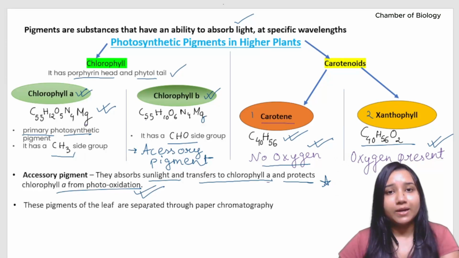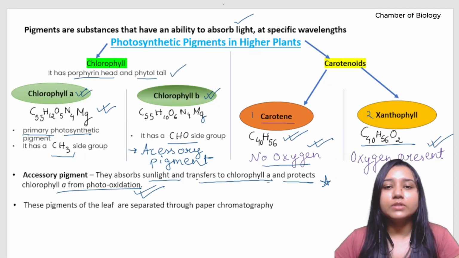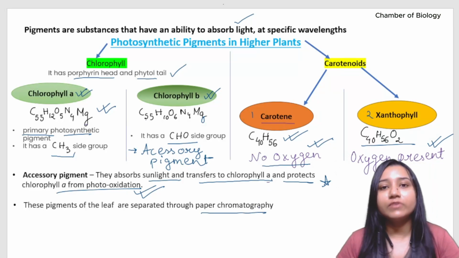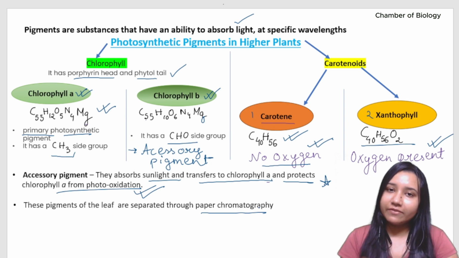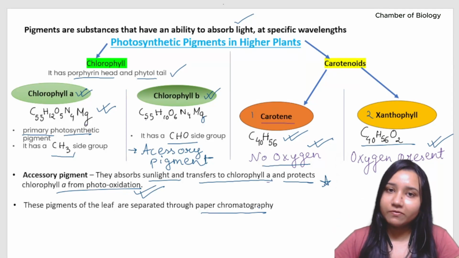Now you must be wondering, ma'am, we have seen that the leaves are green in color, so how can we get these pigments? If we do paper chromatography of a leaf, if we make a leaf extract, then we will see that all these different colors of pigments become visible.